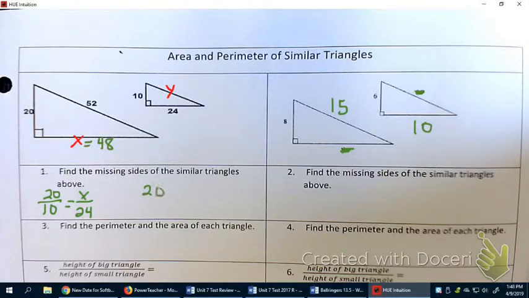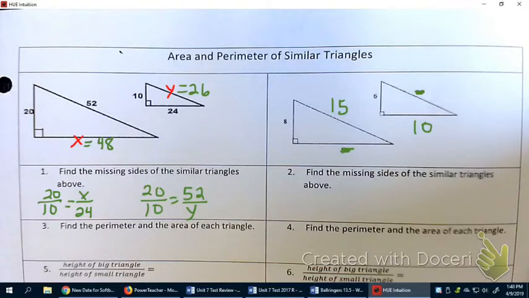So then I would do 20 over 10 again, and if I want to find the Y one, I'm going to do the 52 first, because it's from the same triangle as the 20. And then I would get that Y was 26. Any questions about number 1?